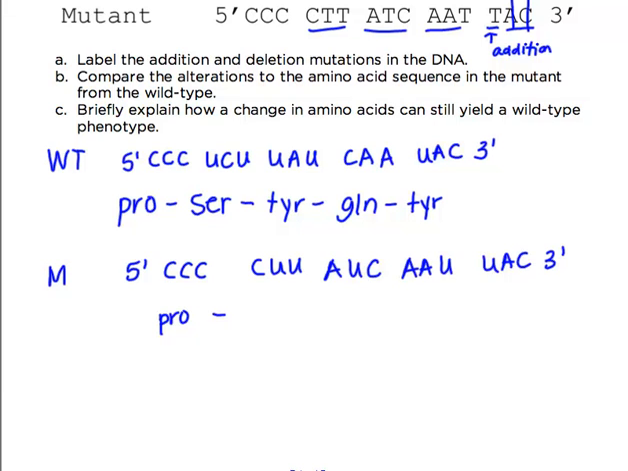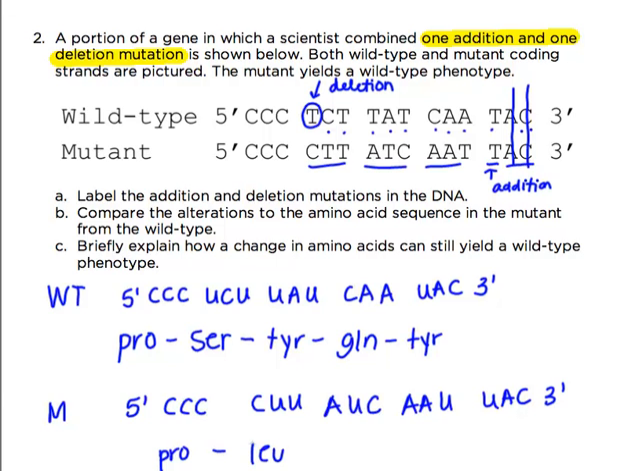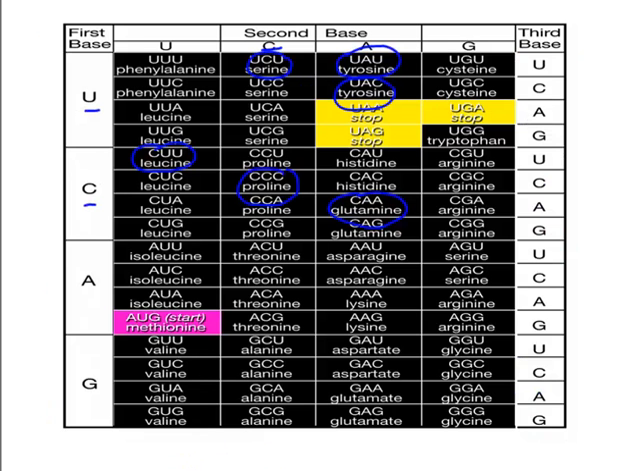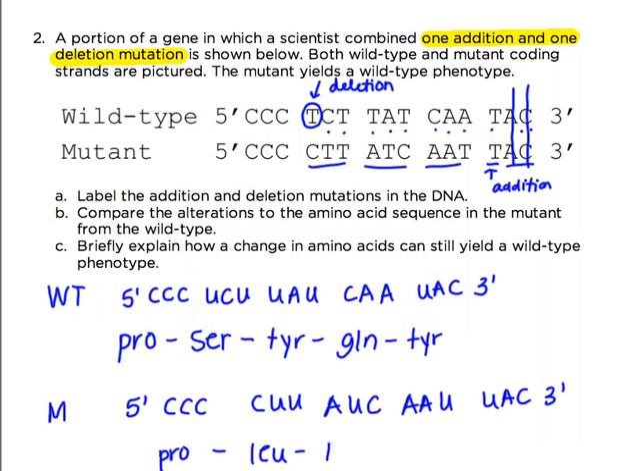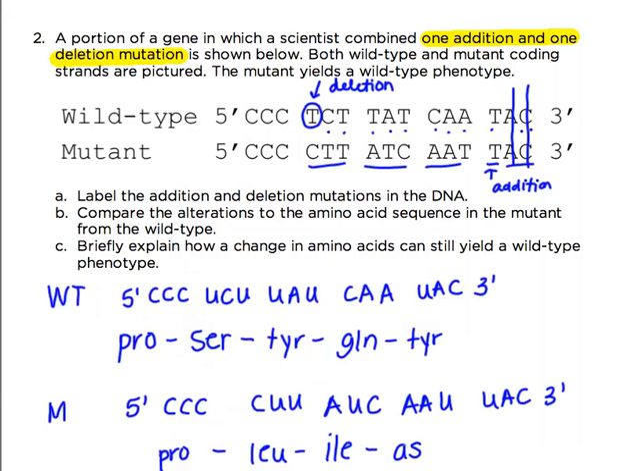And now let's look for CUU. If you go across, CUU encodes for leucine. Then AUC encodes for isoleucine, which is ILE. Then you have AAU, which codes for asparagine, which is ASN. And then finally, UAC is the same as above, and that encodes for tyrosine.